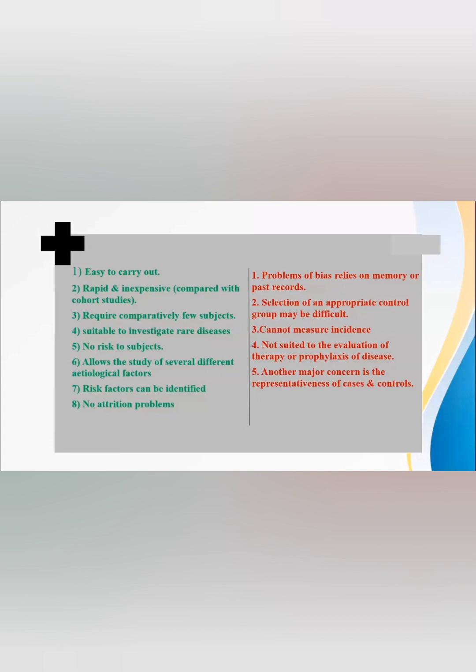And the disadvantages are the problems of bias, as it relies on memory or past records. Selection of an appropriate control group may sometimes be difficult. It cannot measure incidence. Another major concern is the representativeness of cases and controls. There are subtypes in this, like nested case control study, case cohort study, and case crossover study.